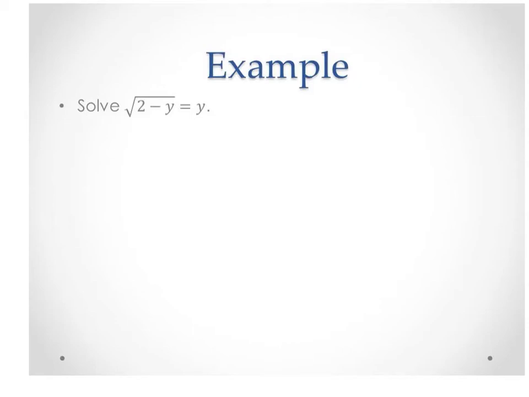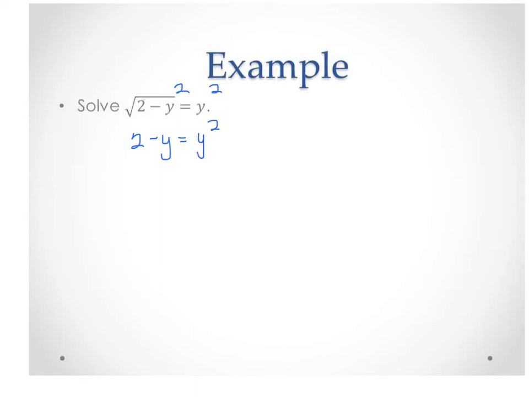Okay. The square root is already by itself, so we're going to start by squaring both sides. That gives us 2 minus y equals y squared. What you have now is a quadratic. So you either need to solve by factoring, completing the square, or quadratic formula.